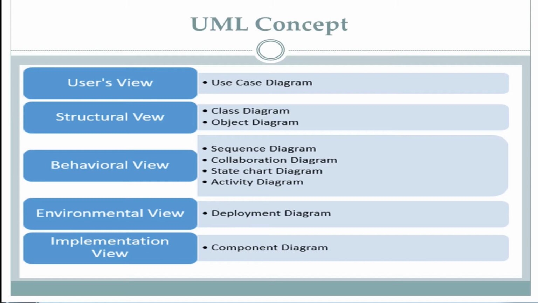For the user view, we have to prepare the use case diagram. To get the structural view, we have to prepare the class diagram or the object diagram. For the behavioral view, we have to prepare the sequence diagram, collaboration diagram, state chart diagram and activity diagram. For the environmental view, we have to prepare the deployment diagram, and for the implementation view, we have to prepare the component diagram.